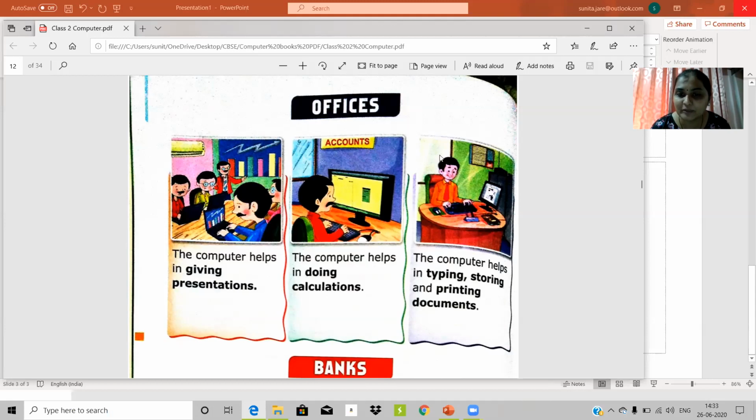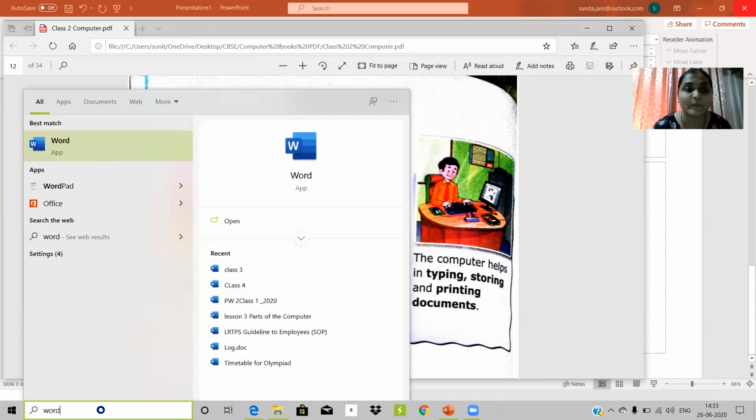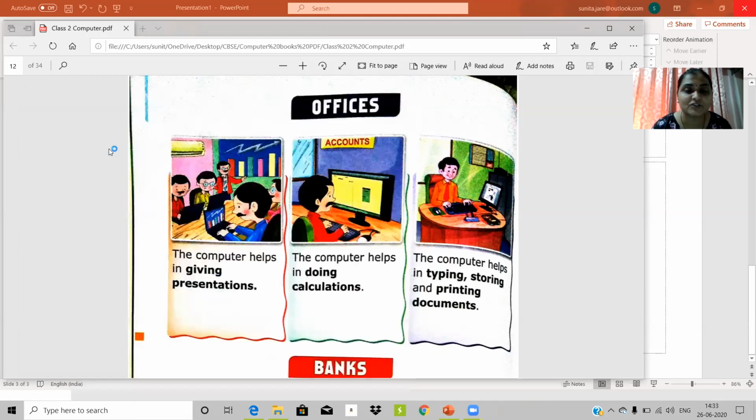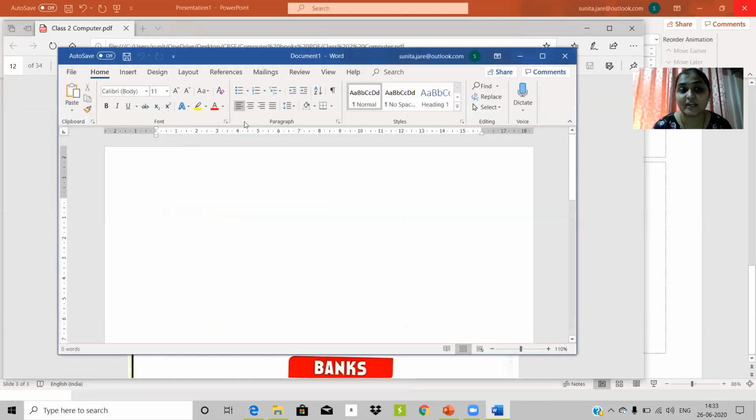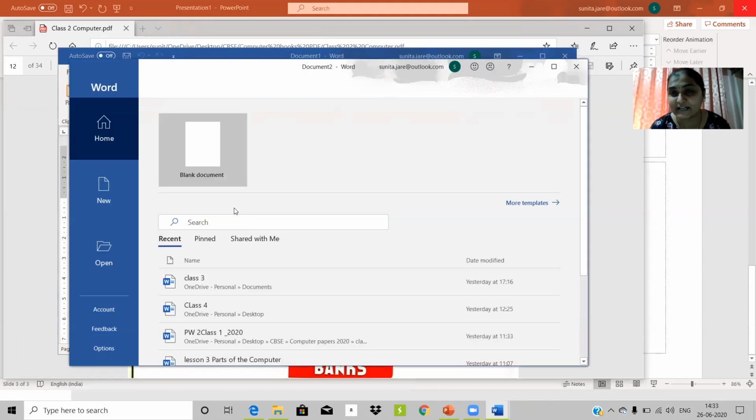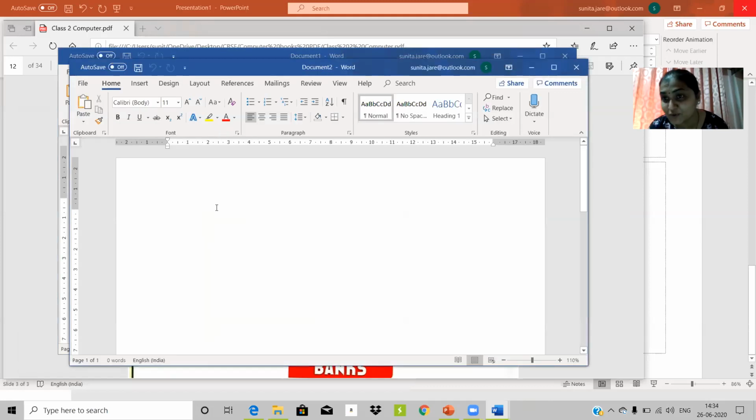Now look at the third picture. Now this person is working in the office, typing a document, storing that particular document, and then printing that document. For all this purpose this person is using the computer. Yes, my dear students, you can type also. So I'm going to open this. Suppose this is Word. This application is used when you want to type something and make it very attractive. If you want to do formatting, at that time also you can use it.